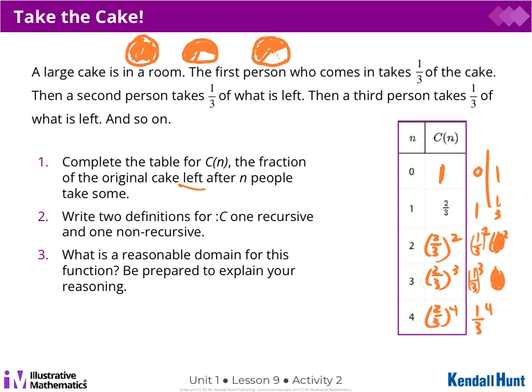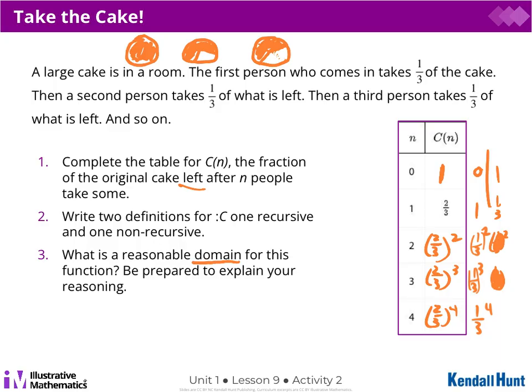So now we had to write two definitions, a recursive and an explicit sequence. So we're going to write that. And what is a reasonable domain? Domain is the realistic possible inputs. You can't start with 0 cake. We're starting with 1 cake. So our upper end is going to be 1, or 0 cuts. What is a reasonable domain? 0 cuts, because we want to know what's left. Okay, before people take.